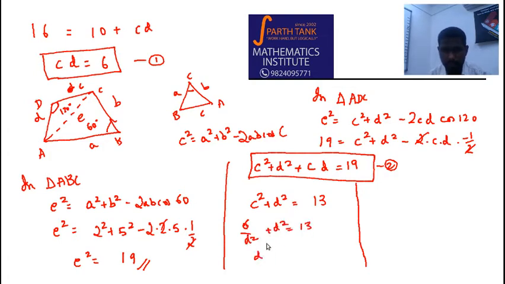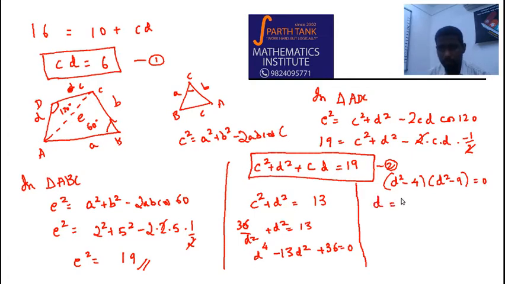Therefore, d to the power 4 minus 13d squared plus 36 would be 0. Therefore, (d squared minus 4) into (d squared minus 9) is 0. d can be the square root of 4, which is 2, or d can be 3. If d is 2, c is 3. If d is 3, c is 2.